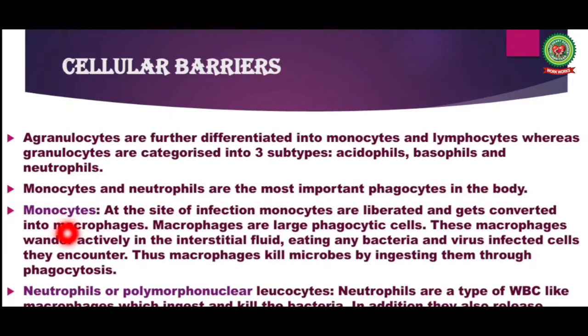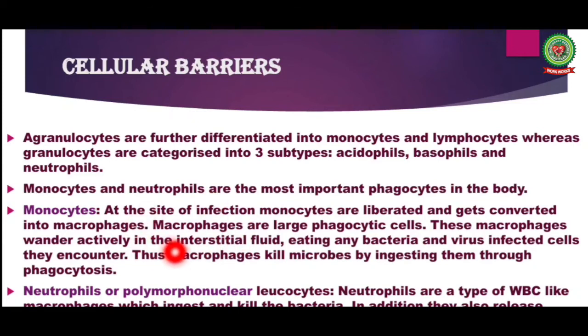Now talking about monocytes. At the site of infection, monocytes are liberated and they get converted into macrophages. Macrophages means large phagocytic cells. We call them big eaters. These macrophages wander actively in the interstitial fluid, eating any bacteria and virus infected cells they encounter. Thus, macrophages kill microbes by ingesting them through phagocytosis.